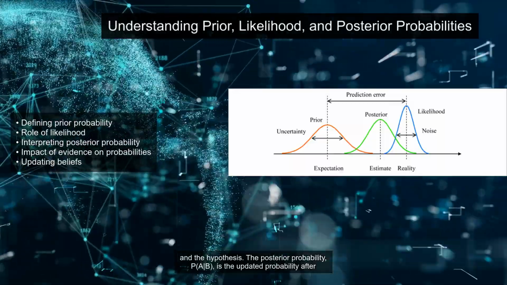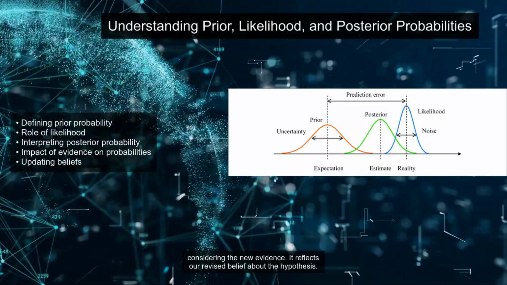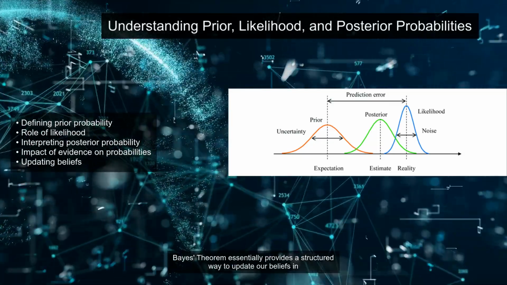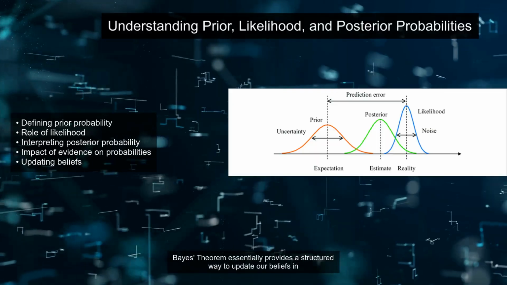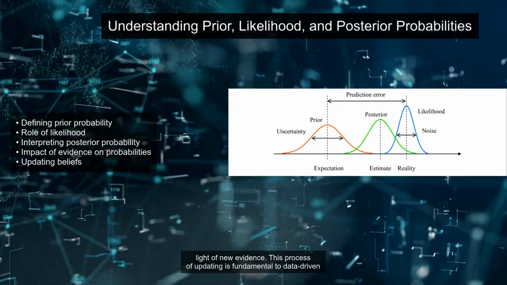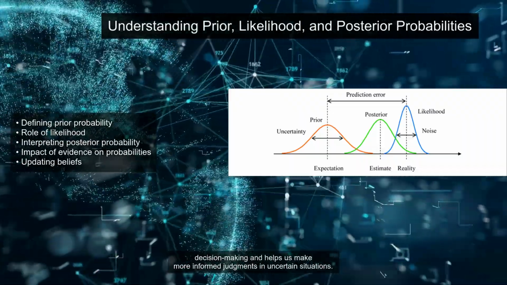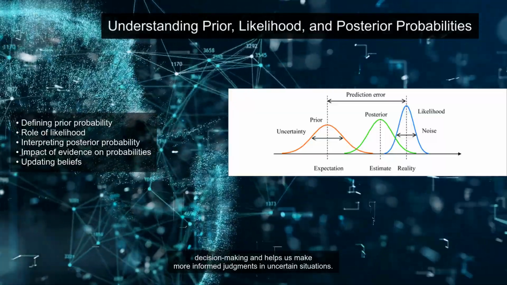The posterior probability, P(A|B), is the updated probability after considering the new evidence. It reflects our revised belief about the hypothesis. Bayes' theorem essentially provides a structured way to update our beliefs in light of new evidence. This process of updating is fundamental to data-driven decision-making and helps us make more informed judgments in uncertain situations.